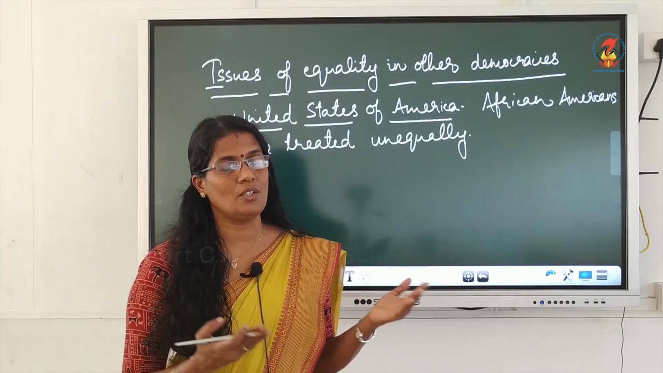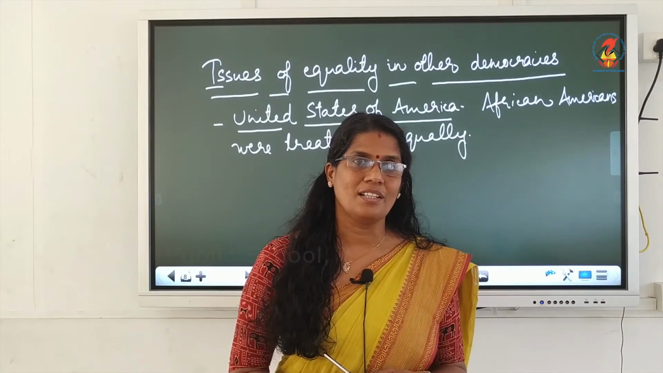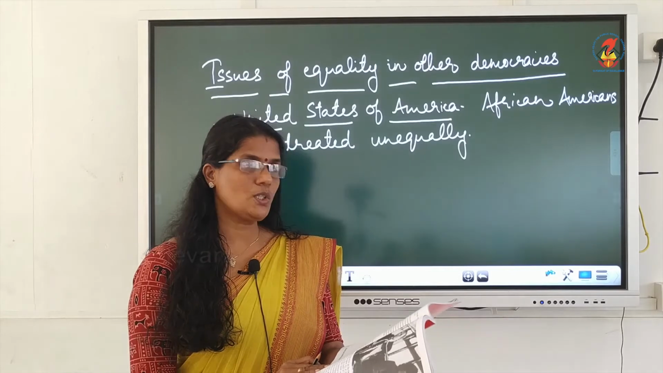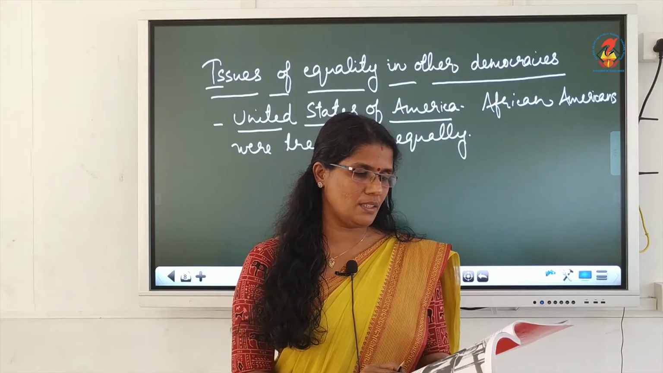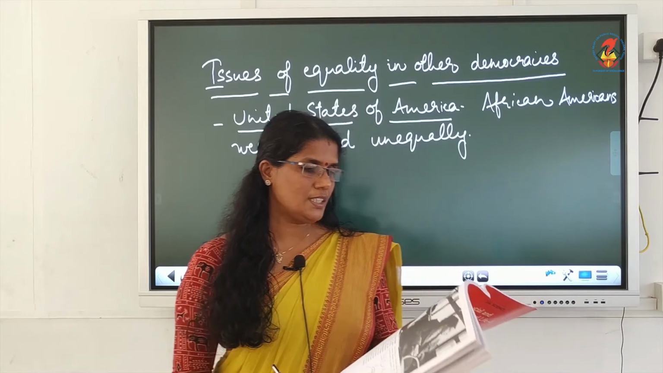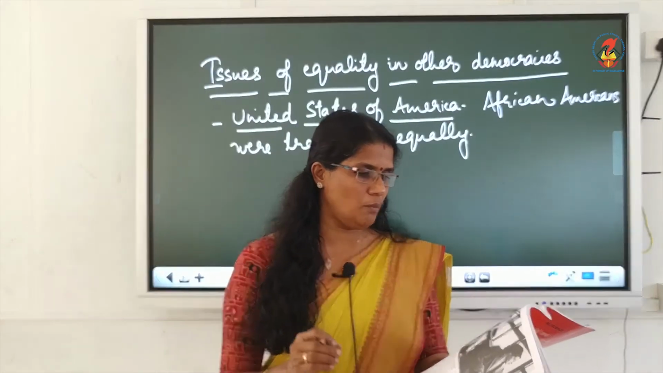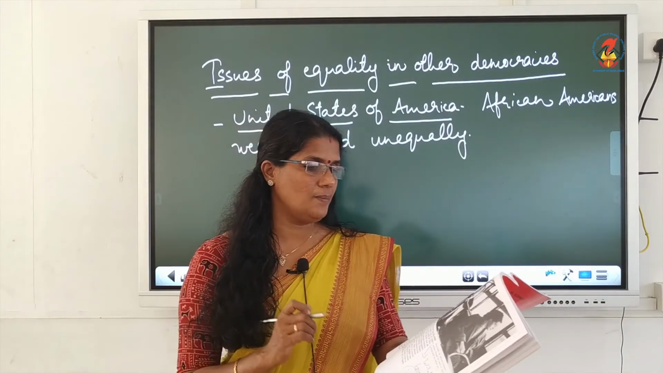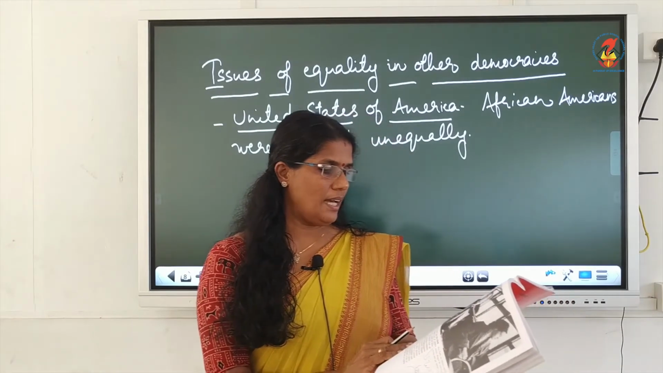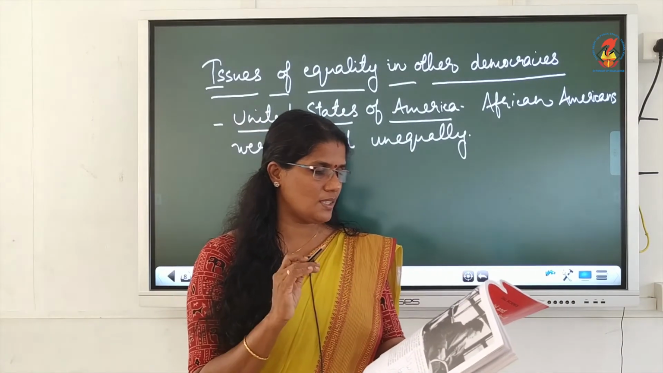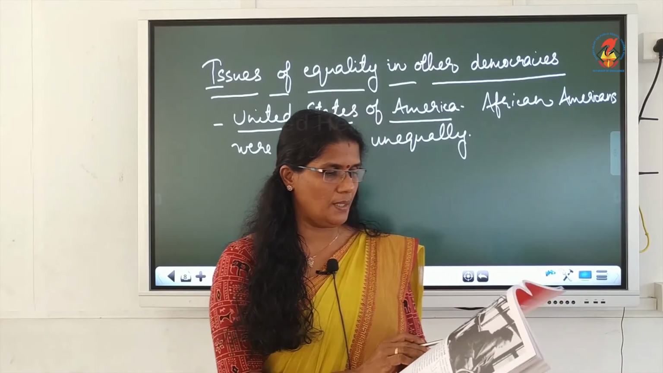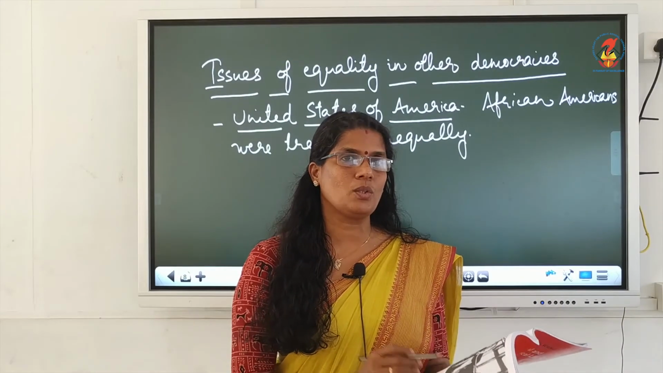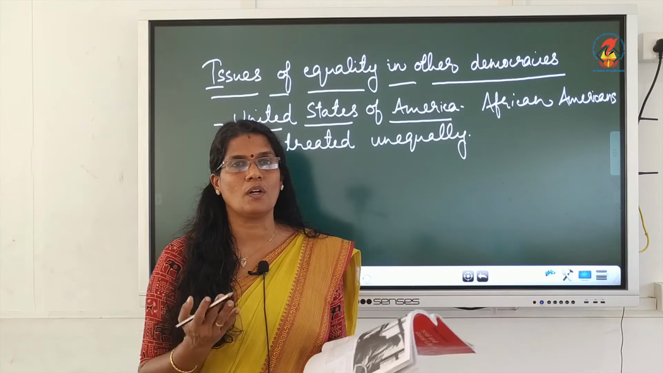For African Americans, it was on the basis of race, skin color. So, coming to page number 12, issues of equality in other democracies, take this paragraph. First paragraph, in the middle of the paragraph you can see, for example, in the United States of America, the African Americans whose ancestors were the slaves who were brought over from Africa continue to describe their lives today as largely unequal. Underline. So, they say that we are still treated unequally because they were Africans.